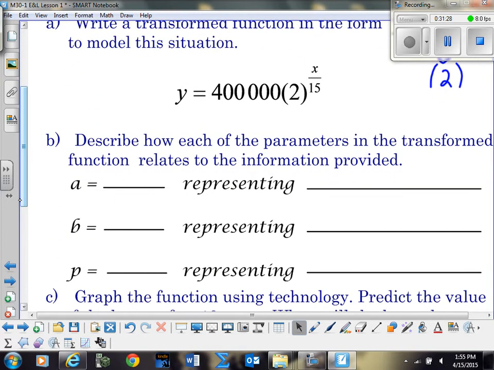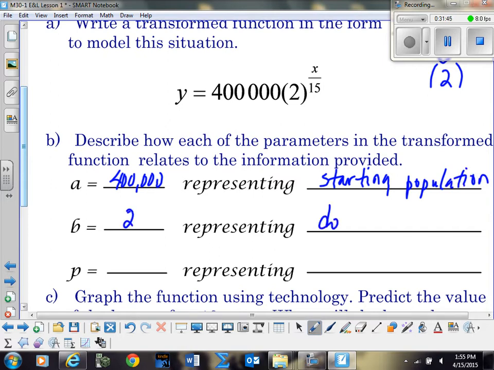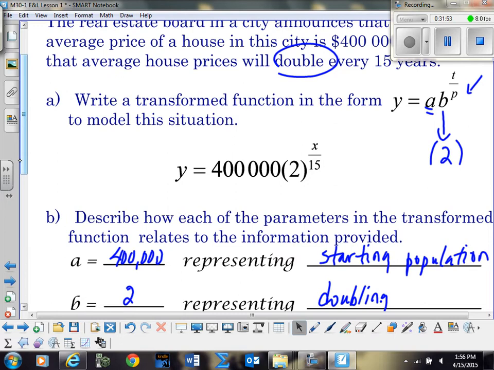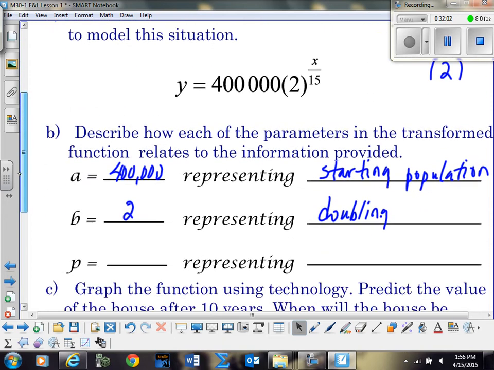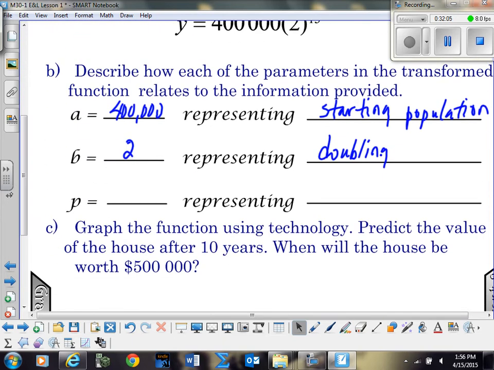All right, let's go through. A is 400,000, and that is the starting population or initial population. The B value is 2, and that represents the doubling, or the amount it's increasing. So it's increasing, it's doubling. It says up here, real estate, its current average price, it predicts average prices will double. So doubling is the amount of increase.